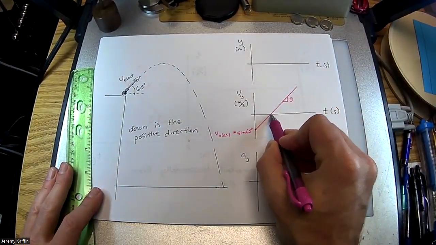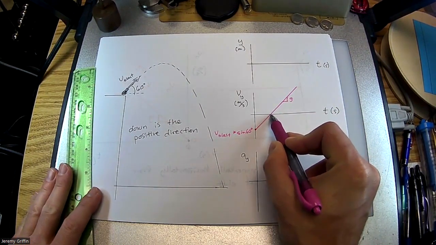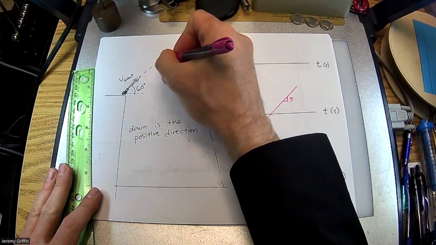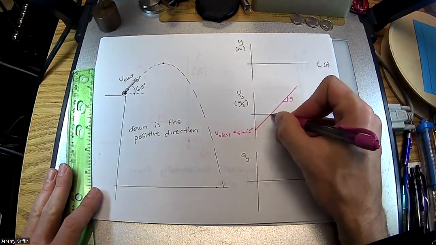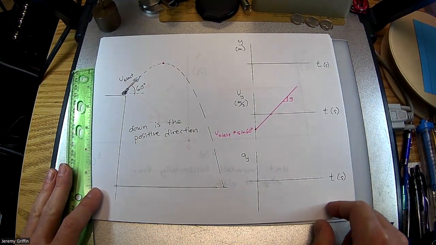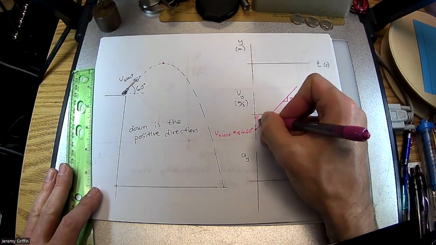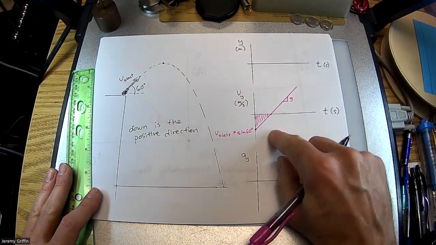What does this point right here represent? It's right at the top, right there. Right? Okay, so that would correspond to the peak time. How about this? What does the area of that triangle represent?